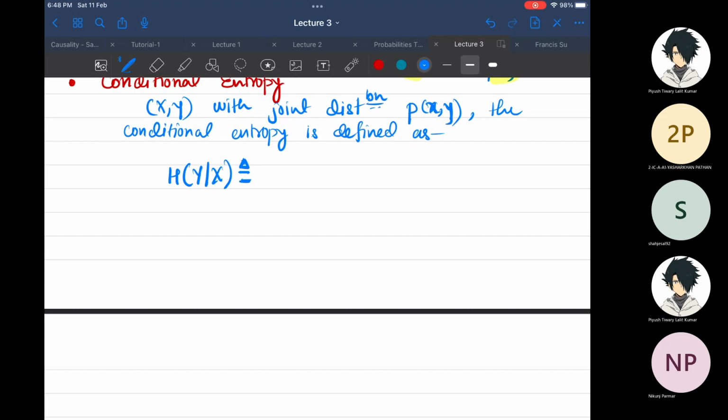What is this equal to? It is a single sum. Unlike joint entropy, it is a single summation. However, the single summation is over the variable that is conditioned here. In this case the conditioning variable is x, so the sum here will be over x, and whatever the sum is over, you write that probability here, so p of x.